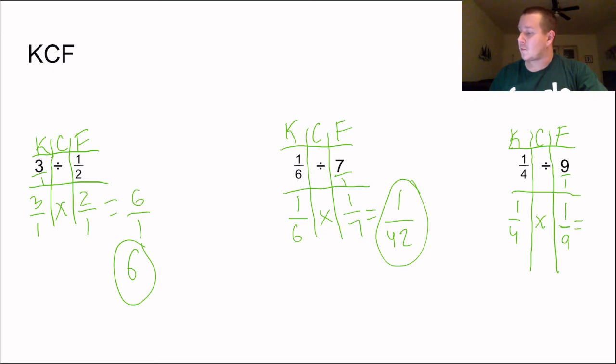And then we're going to multiply straight across. 1 times 1 is 1. 4 times 9 is 36. So 1/36 will be our answer.